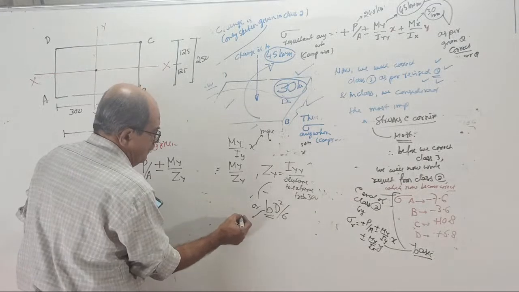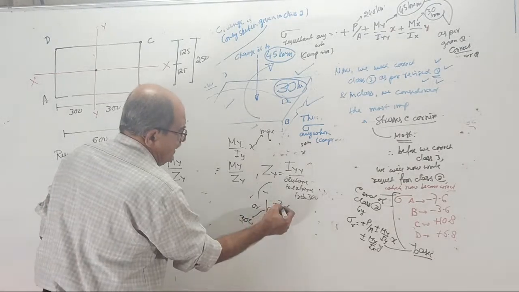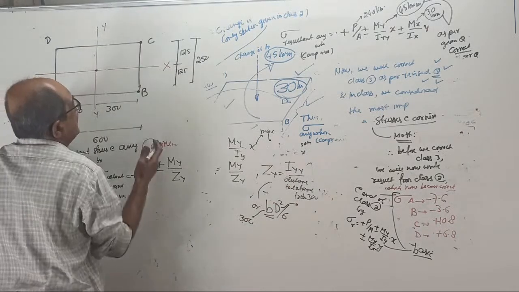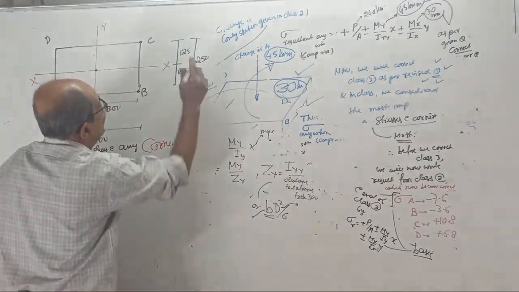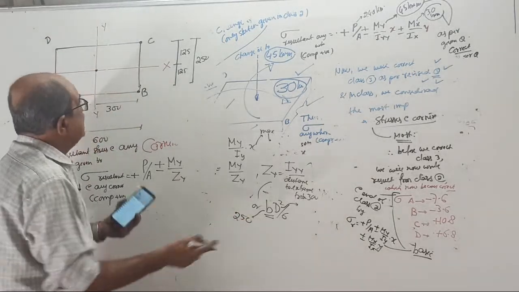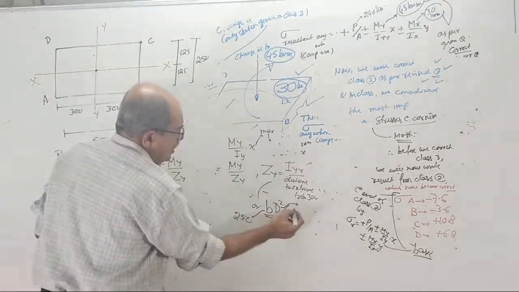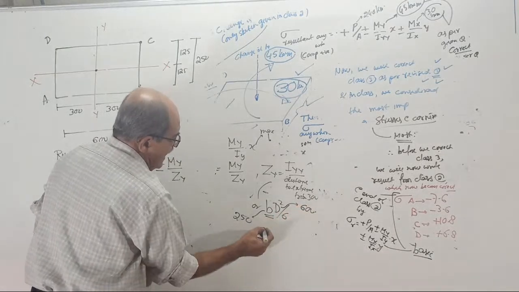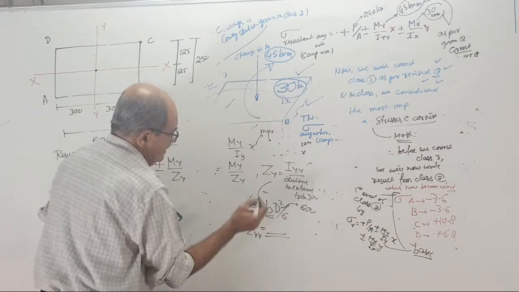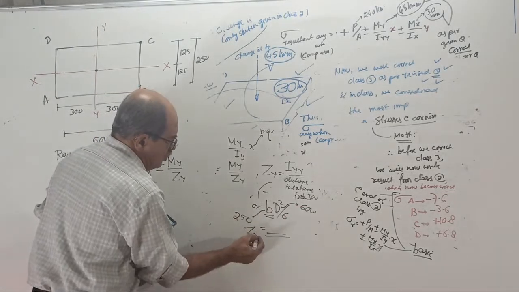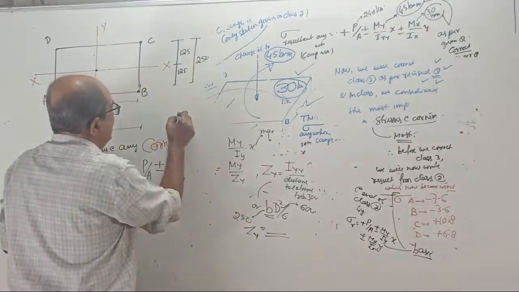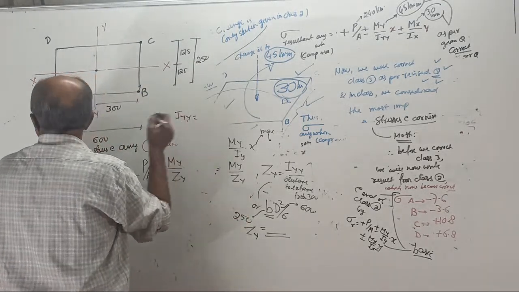What is B? B equal to 300? No, B is your old answer: B is 250, D equal to 600. Tell the answer. What is Z about YY? You can either write IYY equal to, how much answer you got?